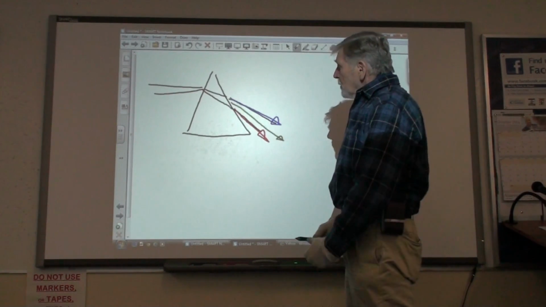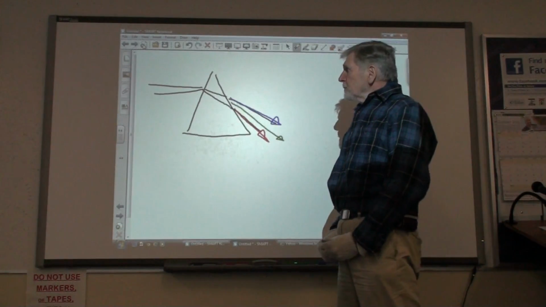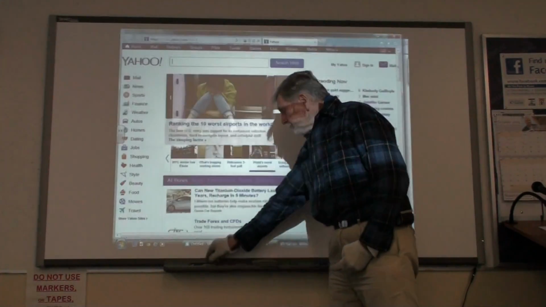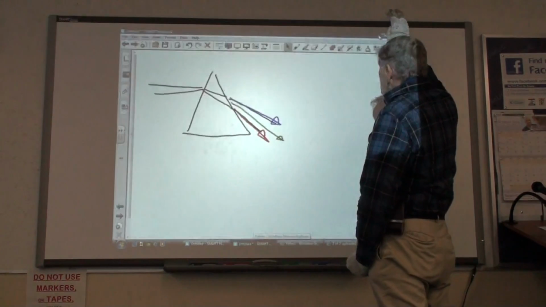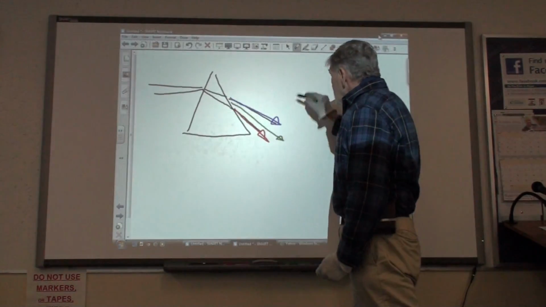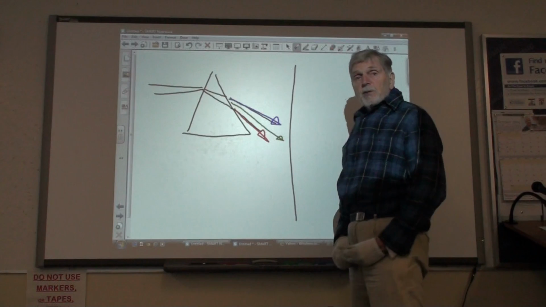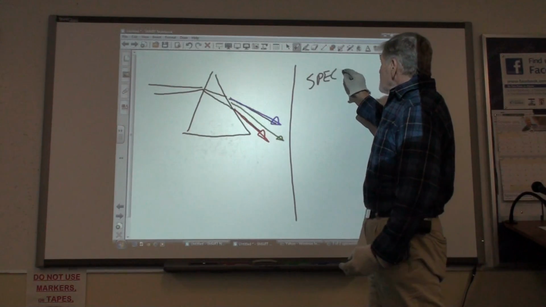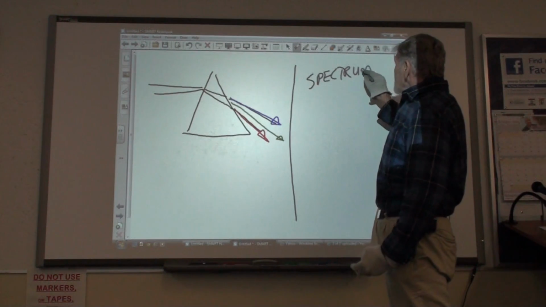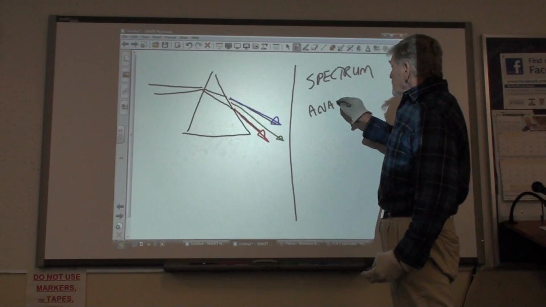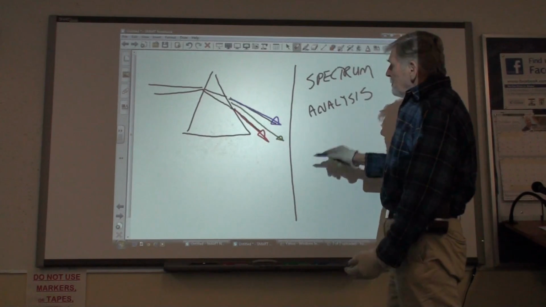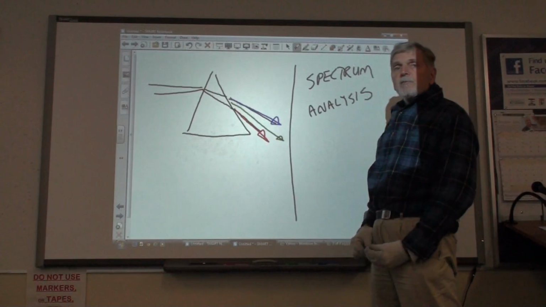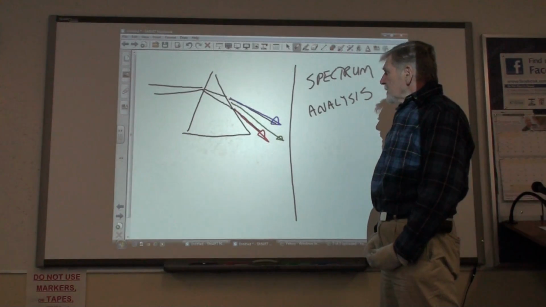So if we want to know what wavelengths are present in a beam of light, all we have to do is pass it through a prism and then capture the light on a piece of paper and see what wavelengths are present on the piece of paper. This process is known as spectrum analysis, because we break the beam into the spectrum of its different wavelengths to see what is there.